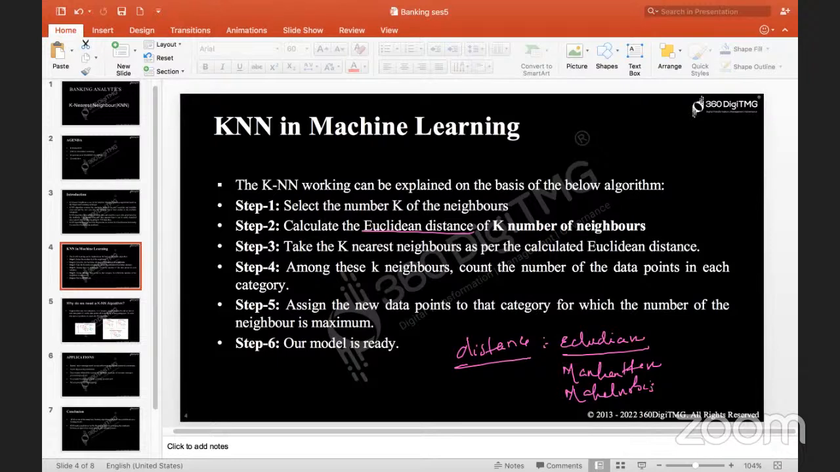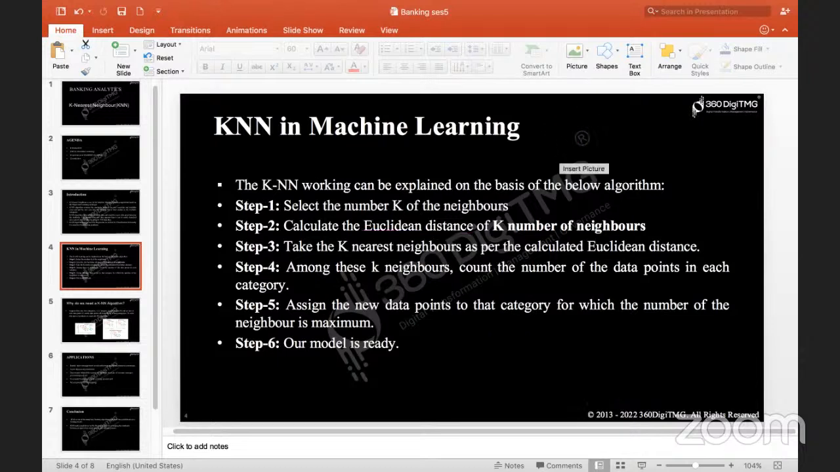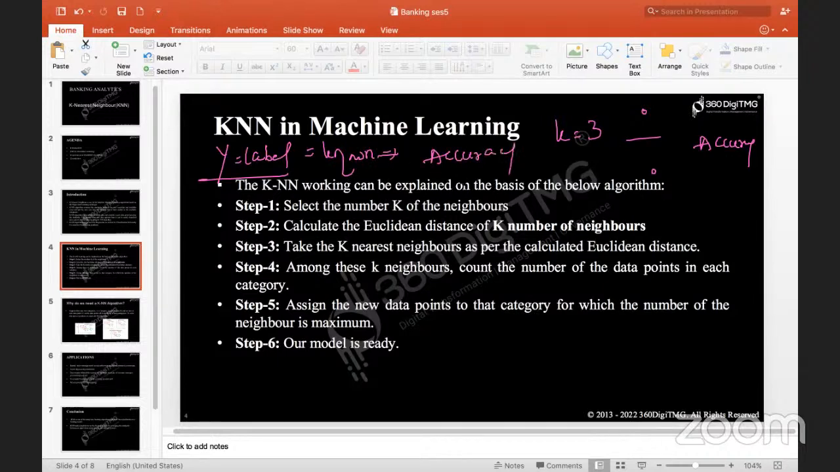Okay, in the initial days when I explained to you, there is something: if you are choosing your K value as 3, you get the classifier and you try to calculate the accuracy. Because here, what is a label, you know it. If Y is known, you have to concentrate on the accuracy of your model.